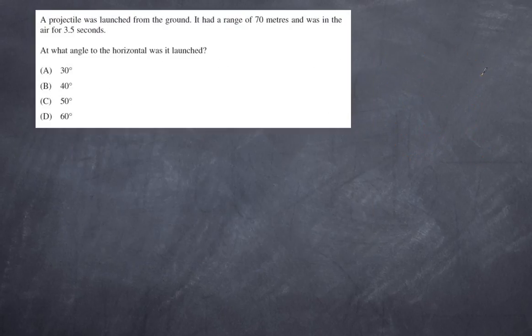In this case, we have a mathematical question. It says a projectile was launched from the ground and it has a range of 70 meters and was in the air for 3.5 seconds. At what angle to the horizontal was it launched? Pause now and try to work it out, and then I'll go through the answers.